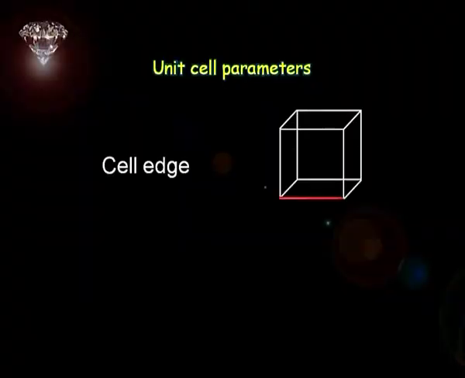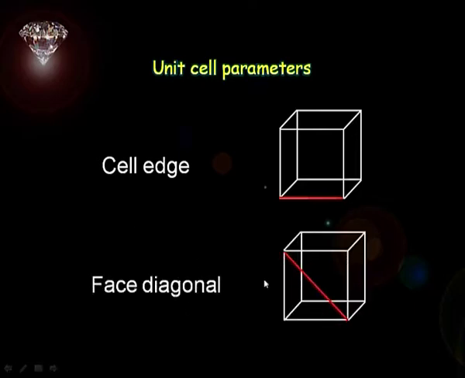Let us move further, and just for the sake of it, let us define the cell parameters, because these terms will come very often to you. The first one is called the cell edge. Cell edge refers to, suppose we have a cubic unit cell, this is what is called the edge. That means the edge of the cube is the so called cell edge here. Now, face diagonal. Take any face of the cube, the line which joins 2 opposing corners of the face is called the face diagonal.